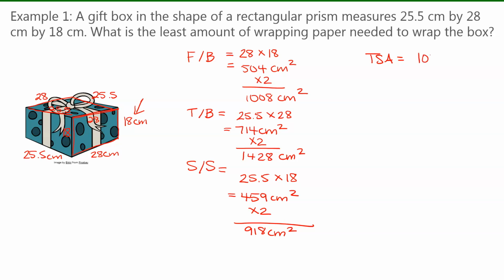So I get 1008 plus 1428 plus 918, and I get 3,354 centimeters squared. So that's the minimum amount of paper that will be needed.